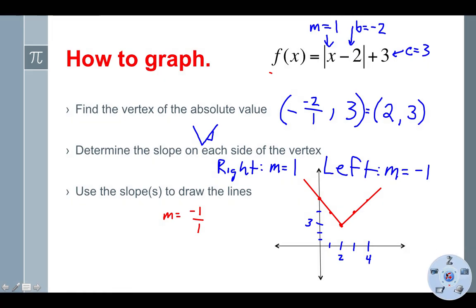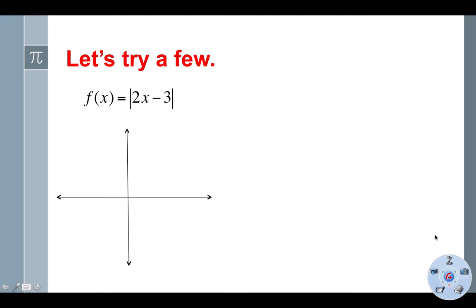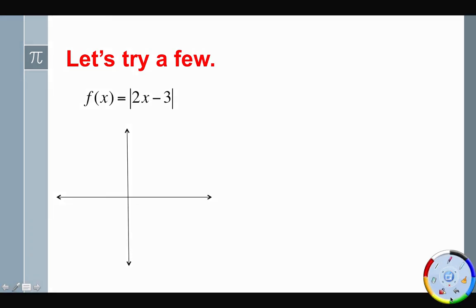So I have 2 more examples that we're going to look at. The first one being 2x minus 3. And so first I'm going to find the vertex. It is the opposite of b, which is -3, over m, comma, 0 in this case because there is no plus c. This is like saying plus 0 out here. Negative, negative means this is positive 3/2, comma, 0. And my m is 2.